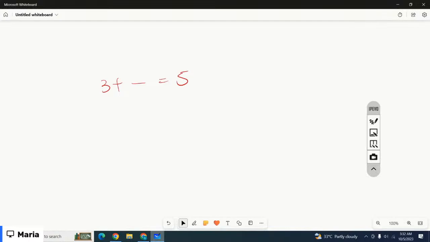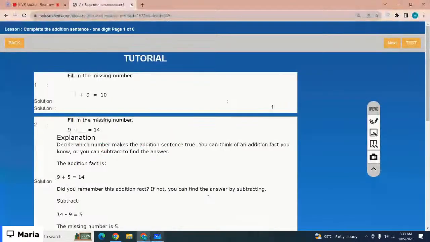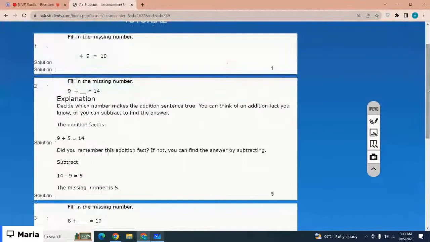You can find the missing number by using addition facts, right? Here you have 5 and here you have 3. You can subtract this 3 out of 5, right? 5 take away 3 is 2. That means if you add 3 and 2 together, they make 5, right? You can use an addition fact, or you can think of the number.